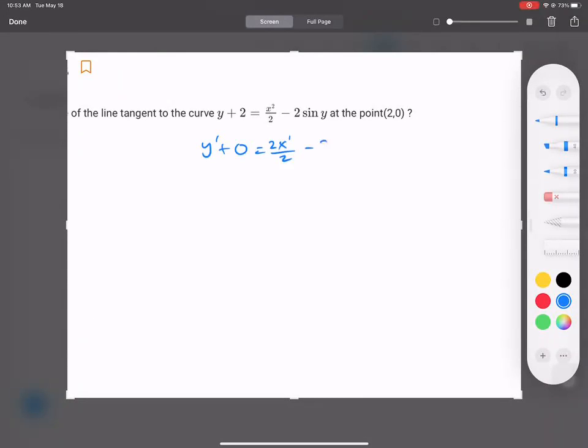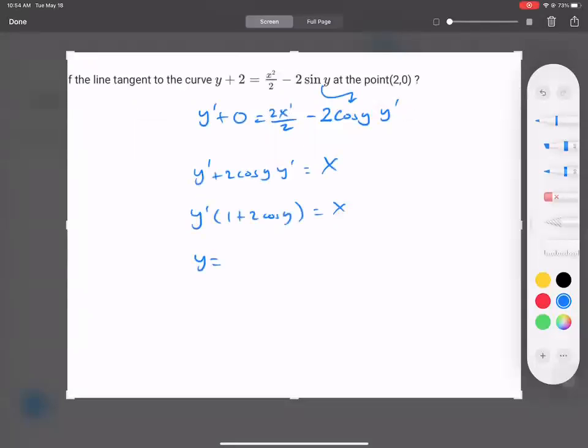The derivative of 2 sine y is 2 cosine of y, y prime. Right, the derivative of sine is cosine. And now we have to get y prime to one side. So the way we do that is we say y prime plus 2 cosine of y, y prime equals just x. Then we can factor out the y prime: 1 plus 2 cosine of y. This is straight algebra 2 stuff. y prime is equal to x over 1 plus 2 cosine of y.